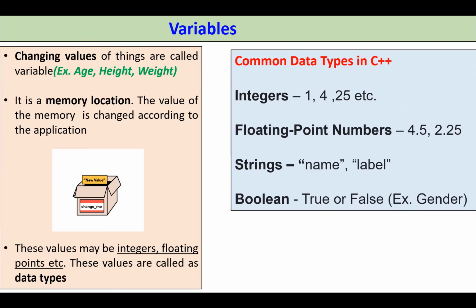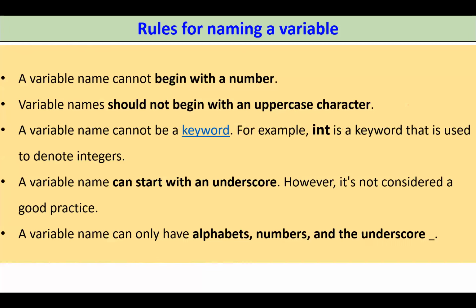Names or identifiers. Another way of referring to variables is identifiers. Right? We'll see what the rules are. Write down as a separate subtopic: rules for naming a variable.